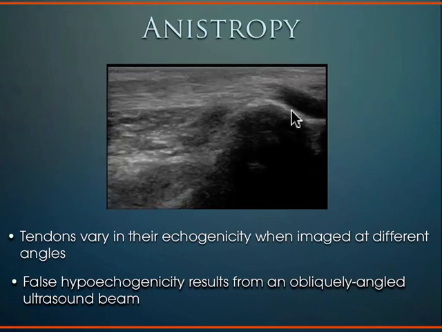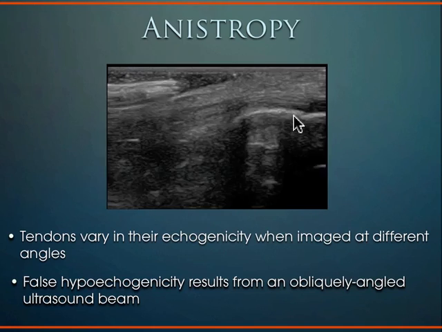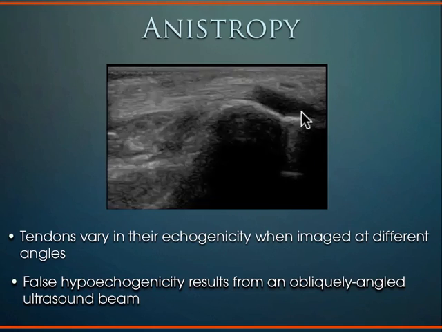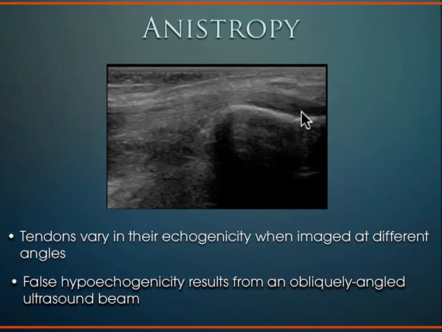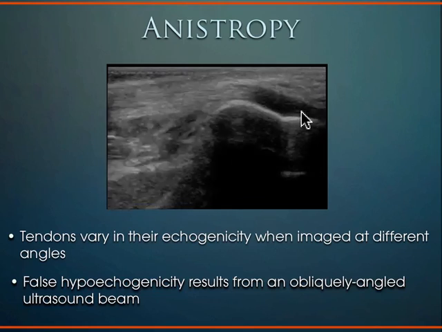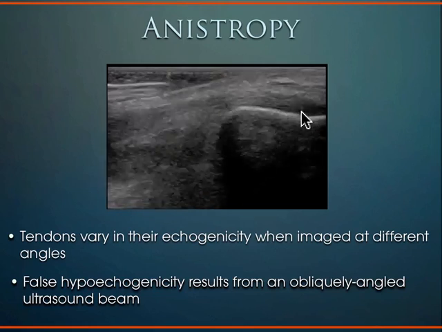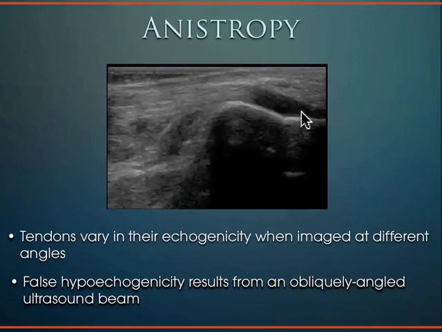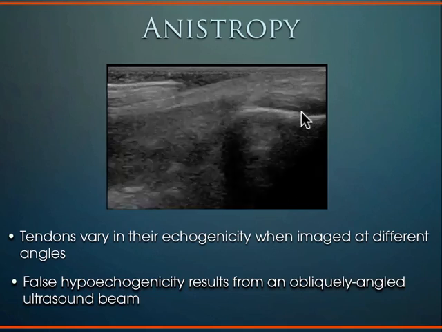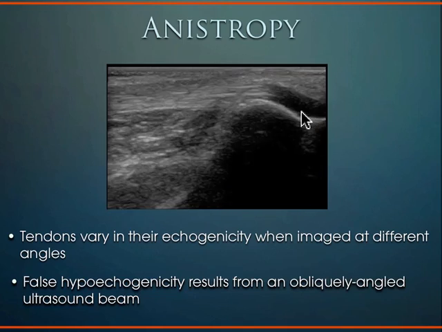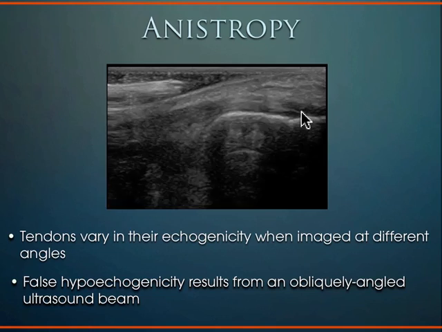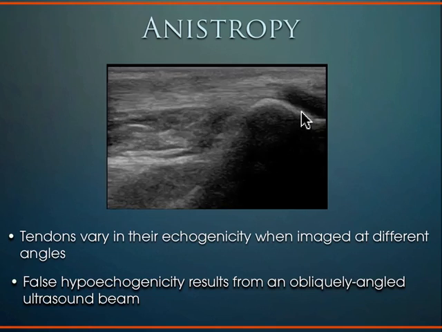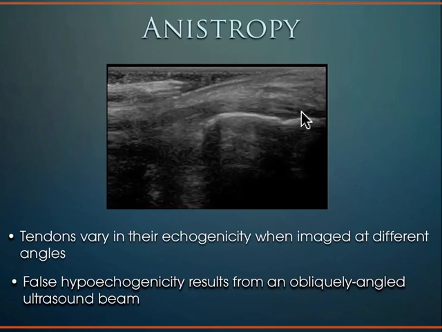So if you paused it right at that moment where it's black, you would say, oh my gosh, there's a complete tendon tear, and there's fluid there, but it's actually just anisotropy. With just little subtle adjustments, you can see that there's normal tendon tissue there. So you have to be careful when you're imaging tendons, when you see possible pathology, to change positioning and make sure you're not just looking at the anisotropy.